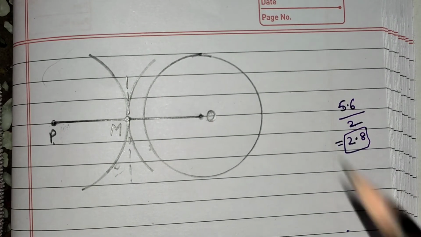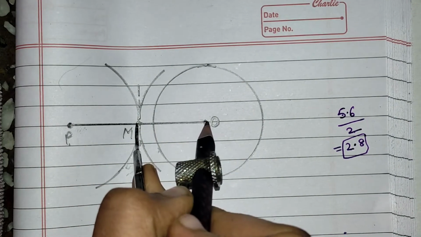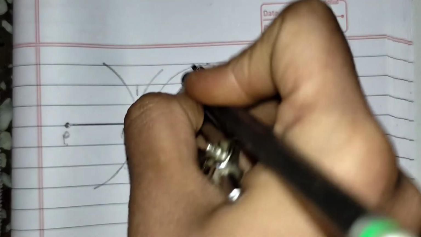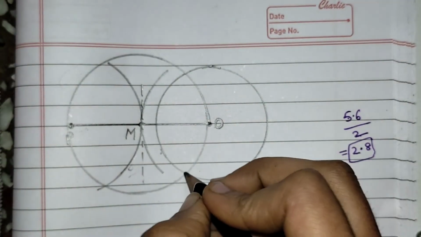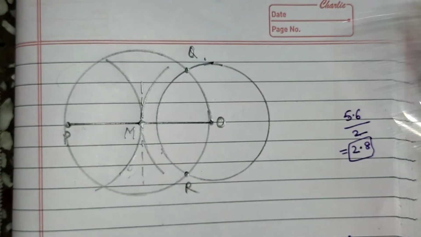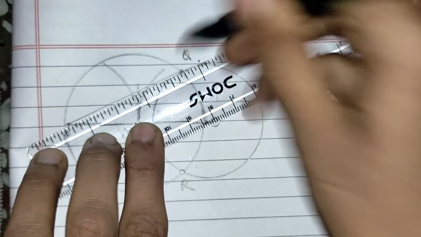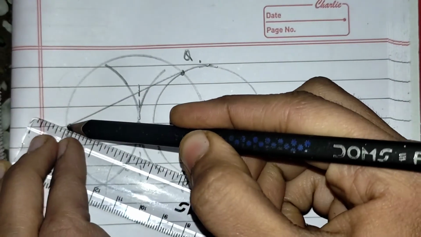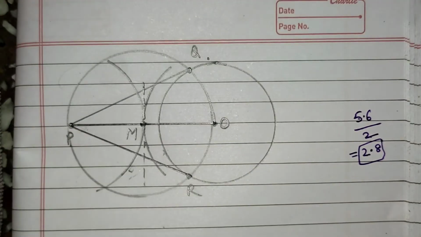So now, take OM as a radius and M as the center. Draw another circle which is going to intersect our given circle at 2 points. Name these 2 points. Suppose give the names to these points as R and this is my point Q. So if I join these 2 points, PQ and PR, these will be my required tangents which I have to draw.